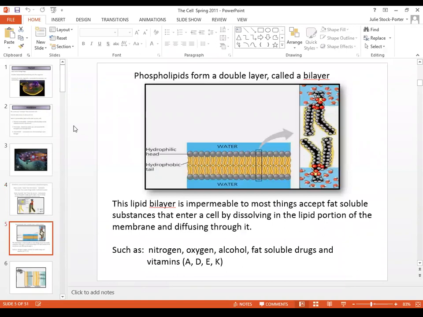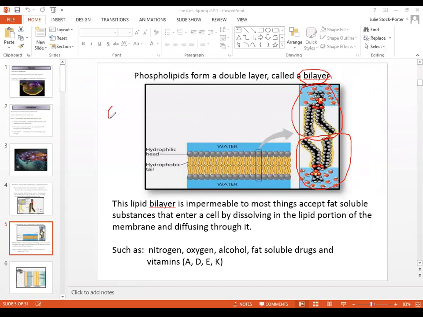Phospholipids form a double layer. So the story doesn't end there. Here's a phospholipid, and here's a phospholipid right here. But if you look, there's another one. There's a phospholipid right here. Do you see that? So when the cell membrane is formed, there's two layers of the phospholipid. It's called a bilayer. It is the phospholipid bilayer.